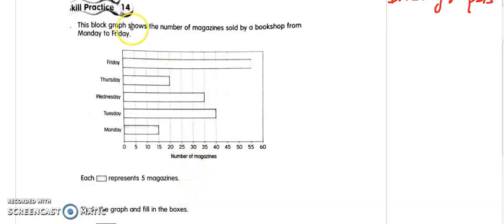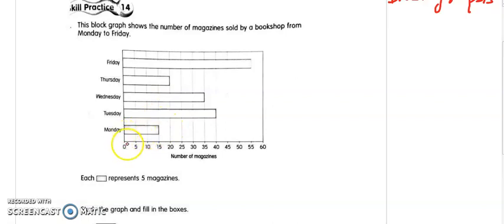And this block graph shows the number of magazines sold by a bookshop from Monday to Friday. There is a bookshop selling magazines, and here is the detail of how they sold different numbers of magazines in one week. Like you can see on Monday, Tuesday, Wednesday, Thursday, and Friday, the number of magazines sold is shown in the form of the block graph.